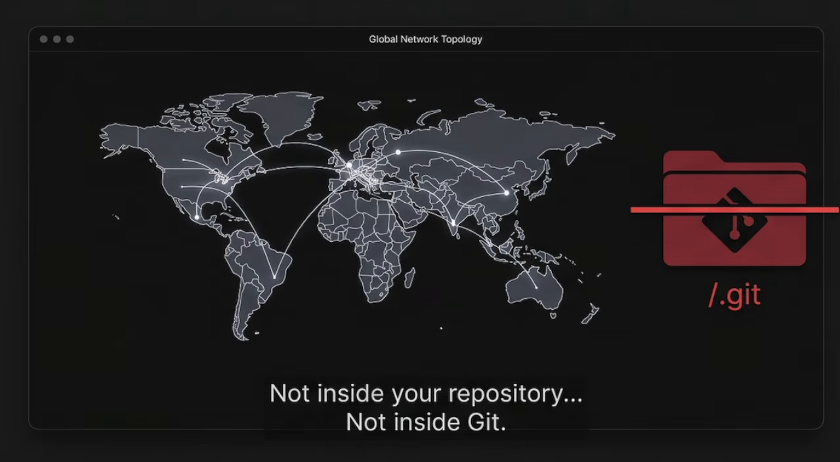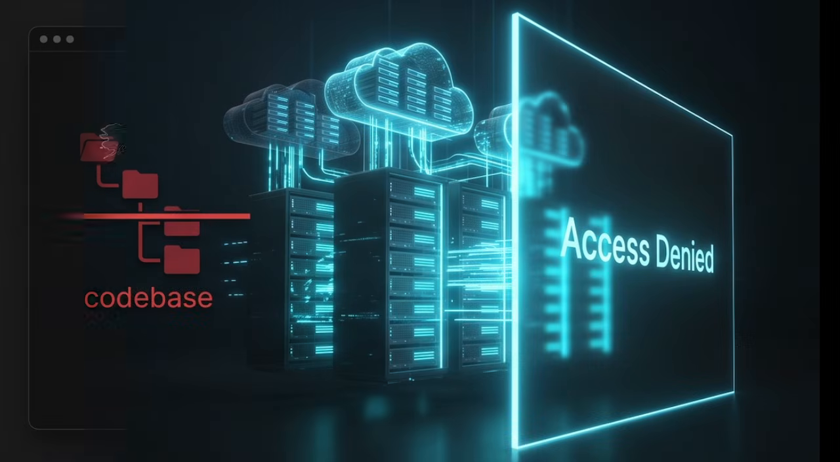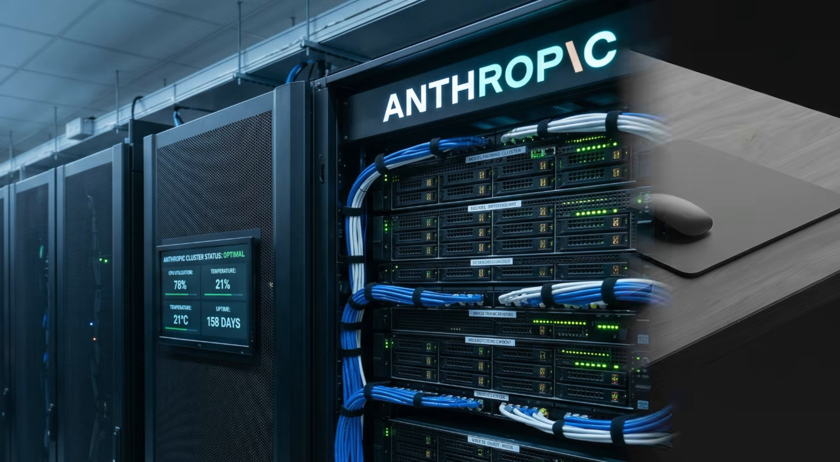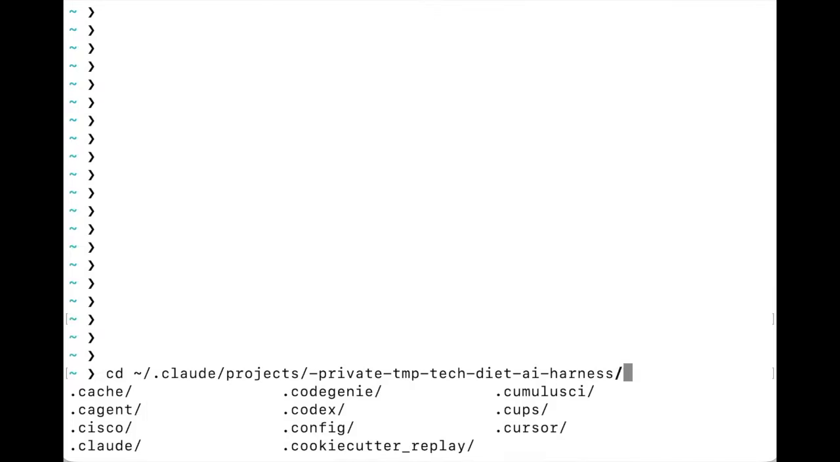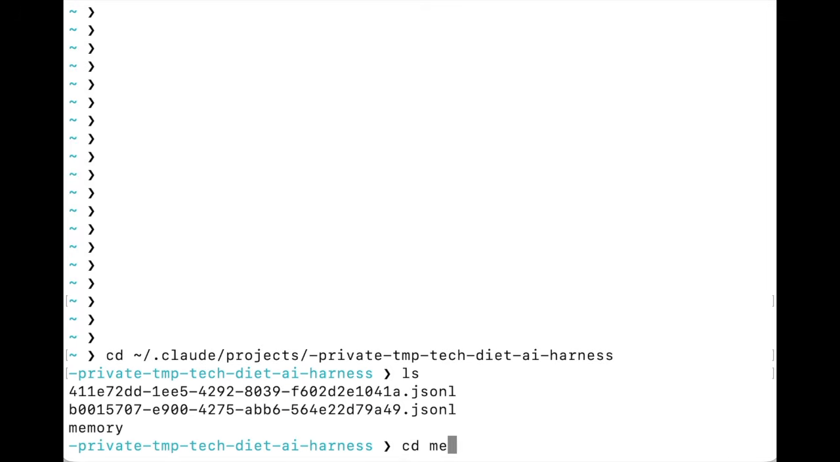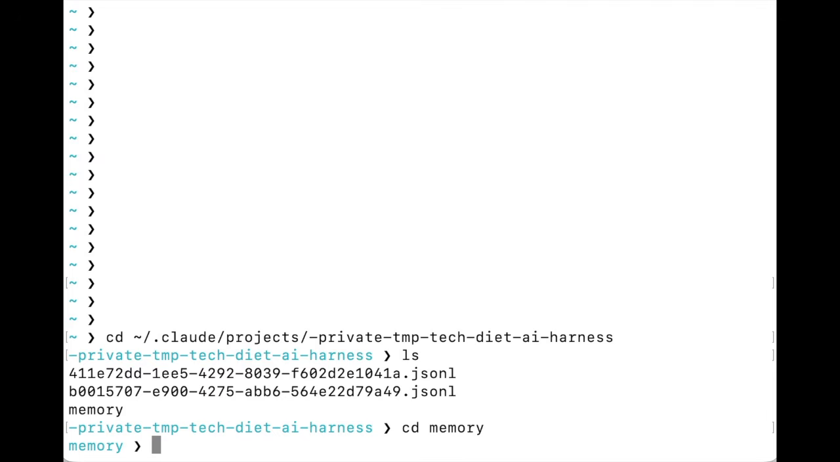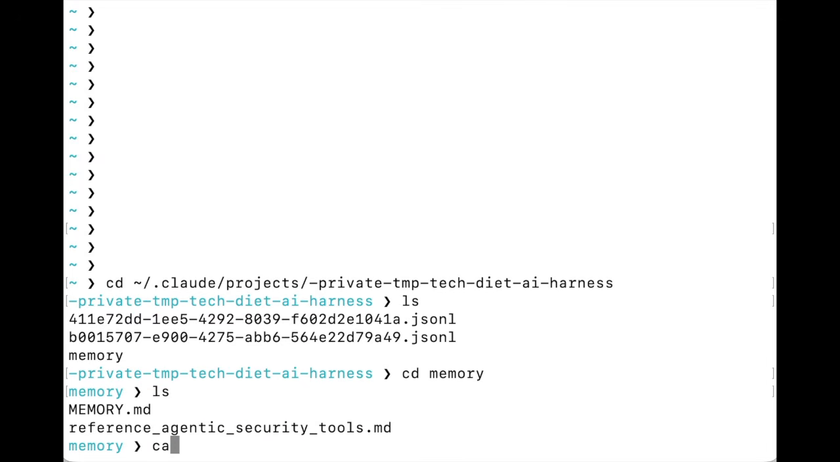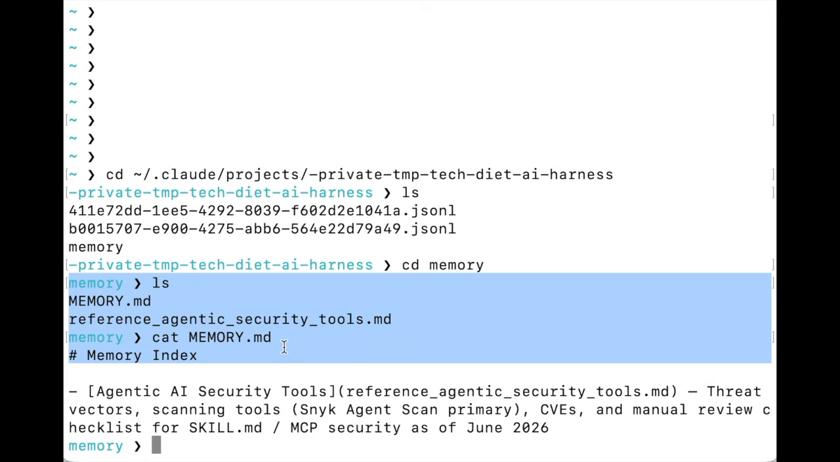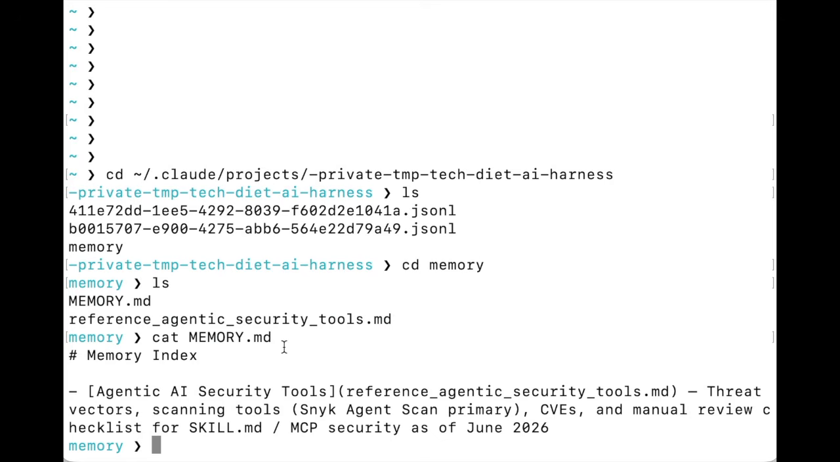Now let's understand where the memory lives. It's not inside your repository, not inside Git, not in the cloud, not inside Anthropic servers either. Instead, Claude stores memory locally on your machine, typically here. The project key is derived from the repository root, which means every work tree and subdirectory in the same repository share the same memory. And because that file is outside the repository, it is not version controlled, it is not shared across teammates, it is not synchronized across machines. Every developer effectively holds their own private memory.